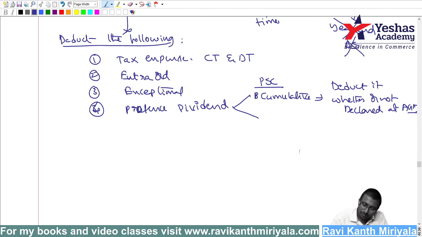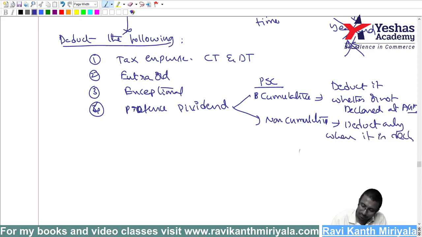That's why deduct it. If it is non-cumulative preference share capital, we say deduct only when it is declared. Only when it is declared. If not declared, don't deduct it. That is one.